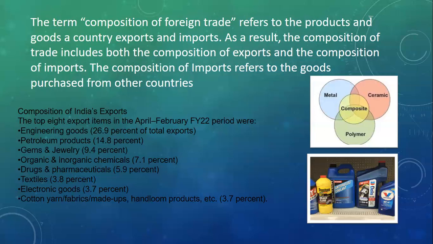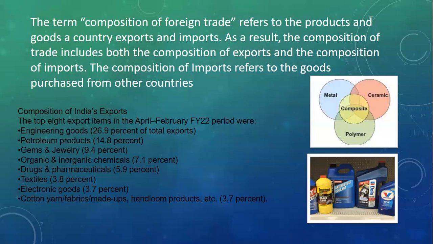Organic and inorganic chemicals are 7.1%. Drugs and pharmaceuticals are 5.9% of total exports. Textiles are 3.8% of total exports. Electronic goods are 3.7%. Cotton, yarn and fabric are 3%.